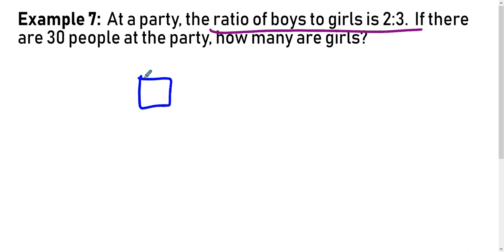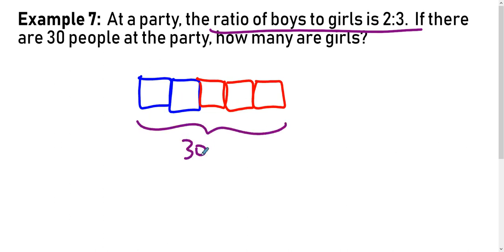So for every 2 clusters of boys, there are 3 clusters of girls. That's what the ratio implies. And altogether, there are 30 people at the party. Well, if there are 30 people at the party and 5 little clusters, I don't have to tell you each of those clusters is 6 people.